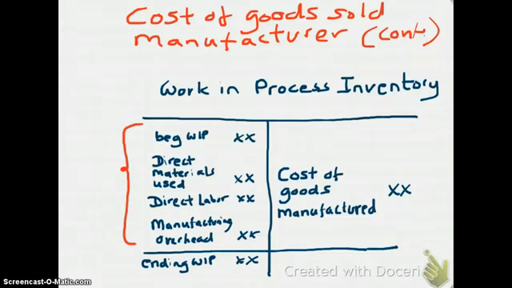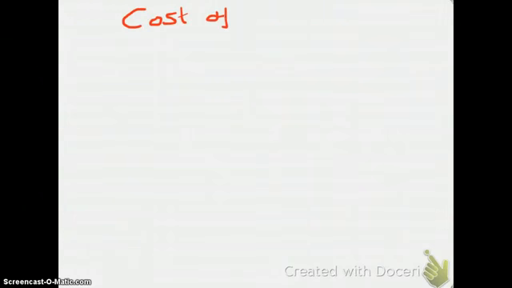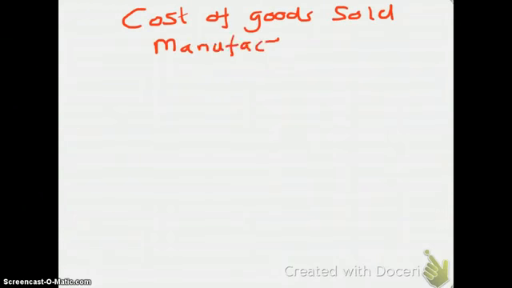More terminology. The beginning work in process plus direct materials used plus direct labor plus manufacturing overhead is called total manufacturing costs to account for. The sum of all those four items, we have to account for those costs. How do we account for them? We account for them by transferring whatever has been finished and transferred out to finished goods, and the balance is in ending work in process. So the cost of goods manufactured gets transferred out to our finished goods inventory account.